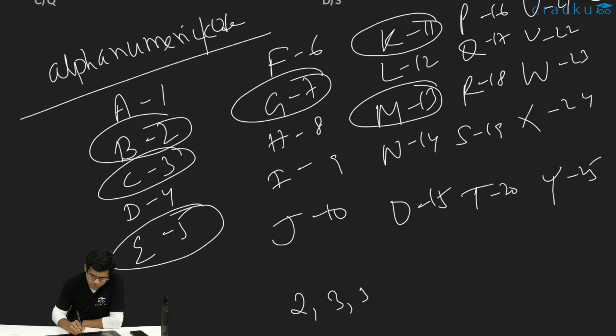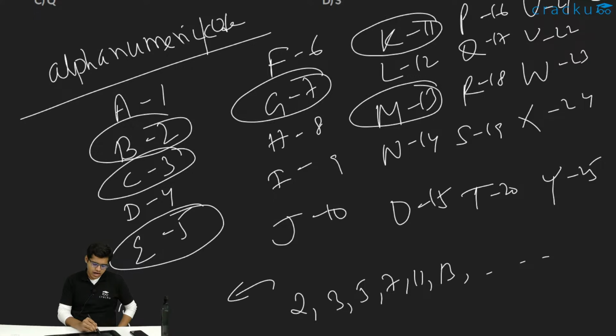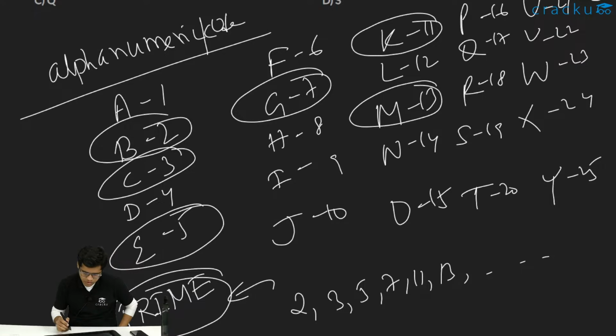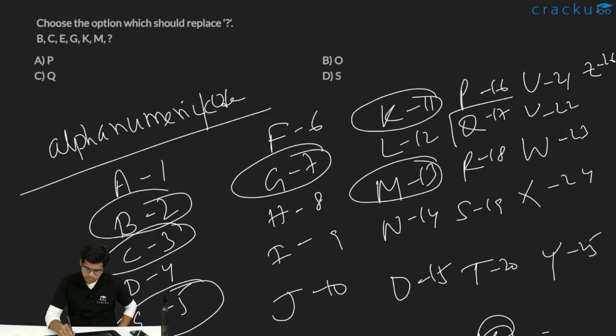2, 3, 5, 7, 11, 13. These are nothing but prime numbers, which means the next prime is 17. So the next letter would be Q. So the correct answer is option C, Q. Yeah, C is the correct answer.